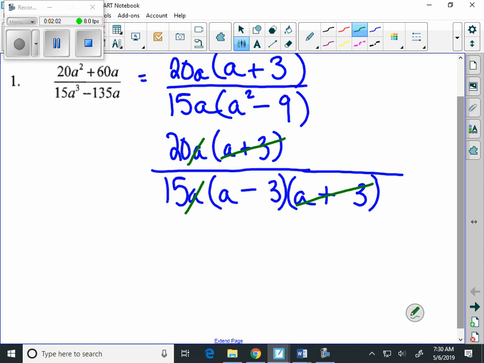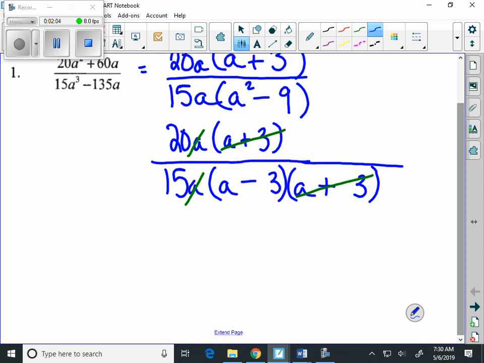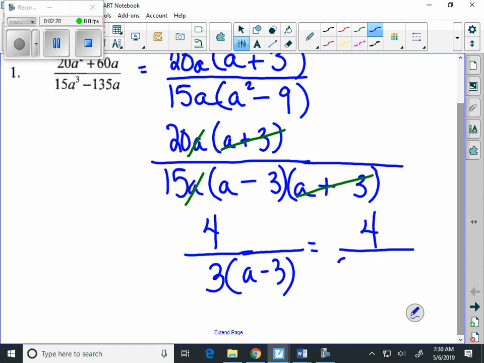And we don't really divide it. What we're looking at here is, do we have something in common in both 20 and 15? We do. It's a 5. 20 divided by 5 is 4. 15 divided by 5 is 3. And remember, everything else canceled out except for this a minus 3 down here in the denominator. And I just want to write it a little bit better. That's the right answer. But we get 4 divided by 3 times a minus 3.